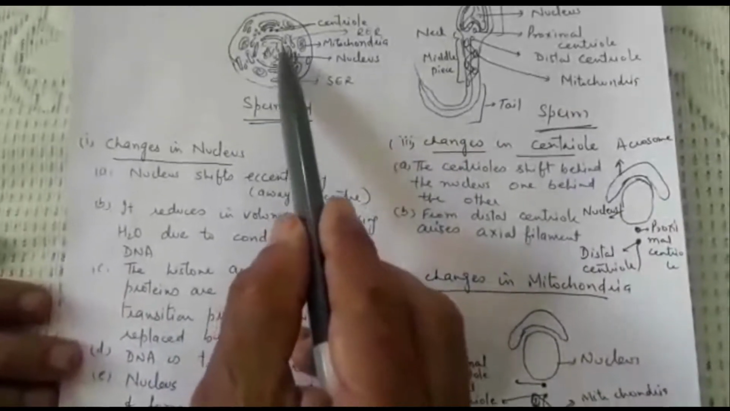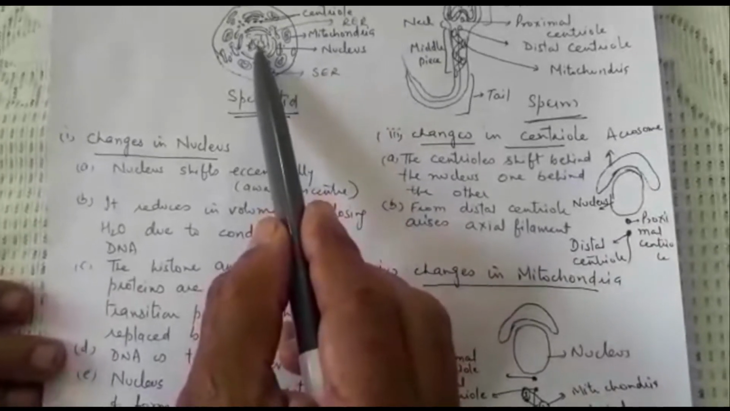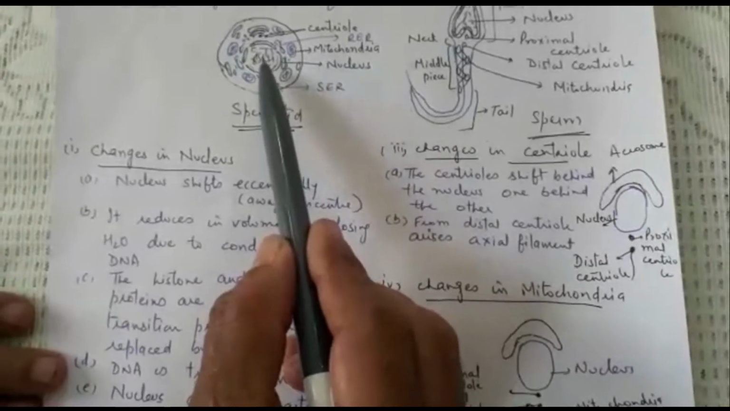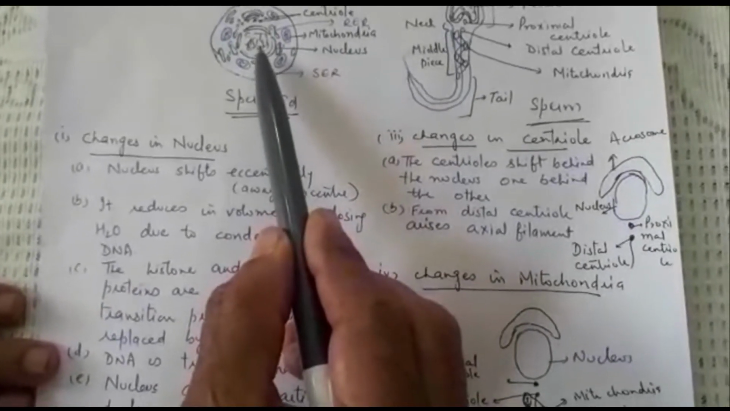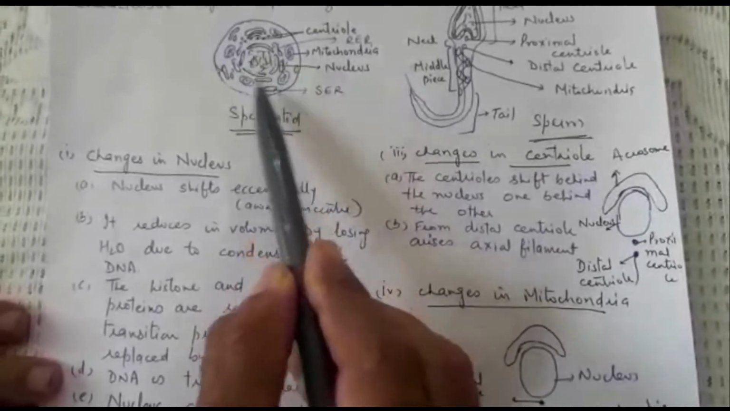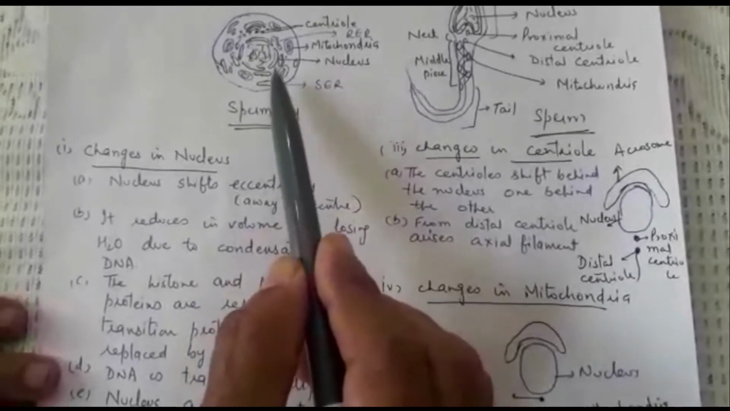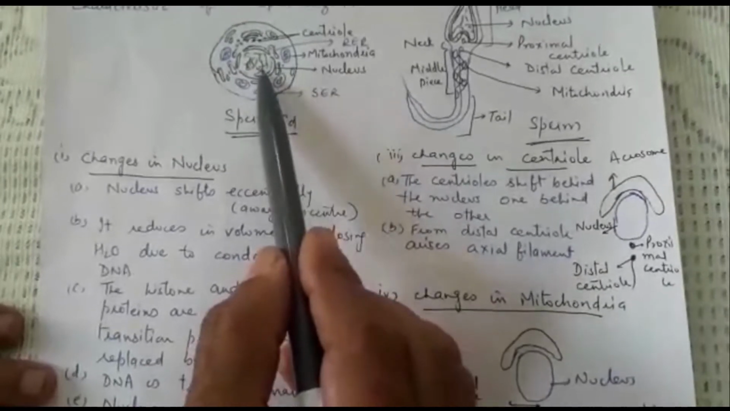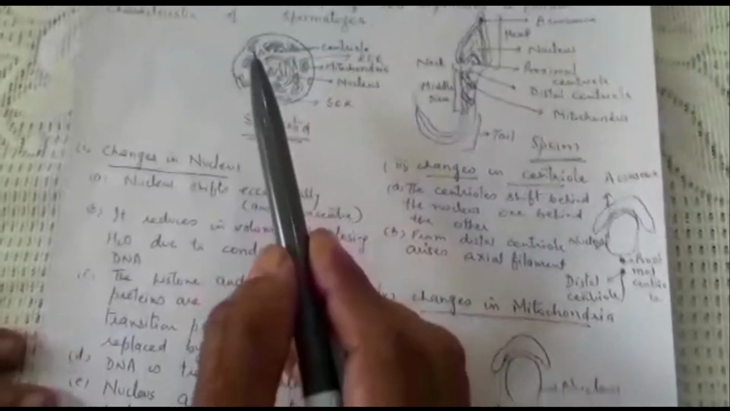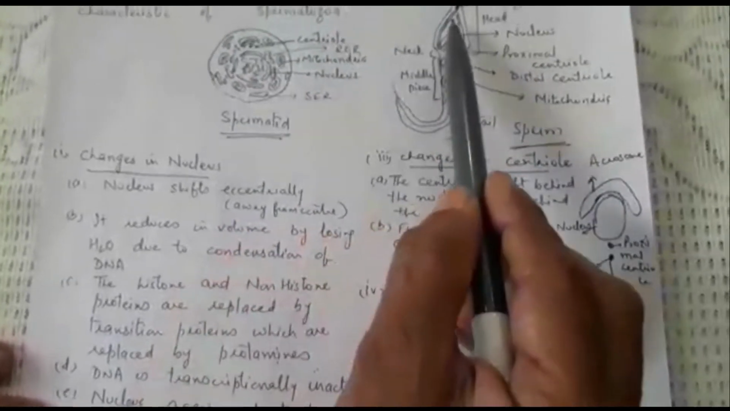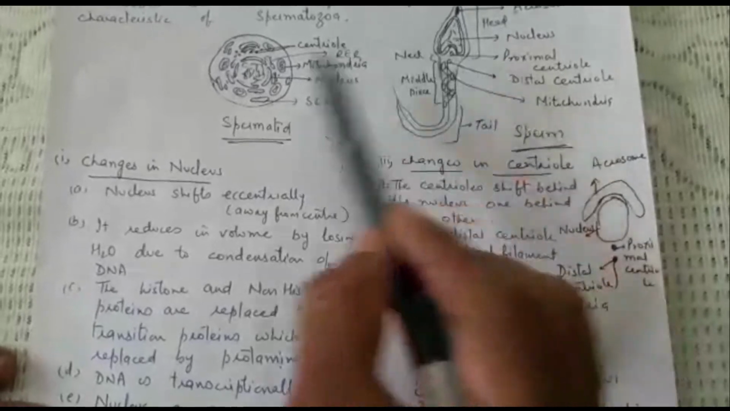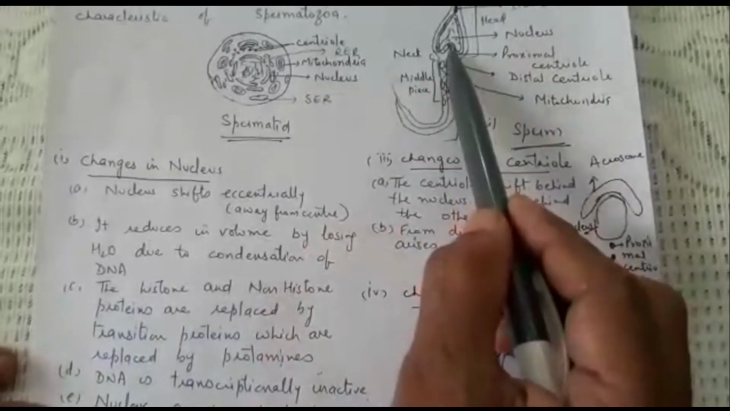Here DNA is transcriptionally inactive, means it is not transcribing messenger RNA, and there is no synthesis of proteins from that particular messenger RNA. Only the messenger RNA which has been stored in the spermatid is used for the formation of proteins. This DNA does not transcribe messenger RNA. Then nucleus acquires a particular shape and it forms the sperm head. So these are the changes in nucleus.